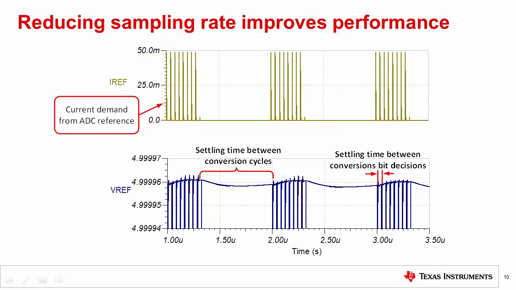In this example, we see 3 conversion cycles. The bottom graph shows the reference voltage output. You can see the corresponding transients in the voltage for each current transient. Between each current transient, the reference needs to replenish the charge on the decoupling capacitor and settle to within half of 1 LSB. Increasing the conversion time increases the time between each bit decision and between each conversion cycle. This provides more time to charge the reference capacitors and substantially improves the settling on the reference. Good reference settling will improve the data converter's AC and DC performance.